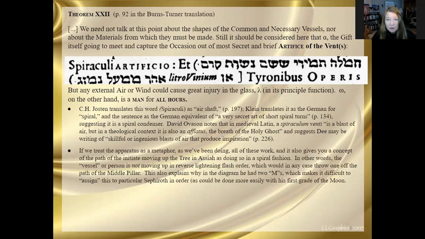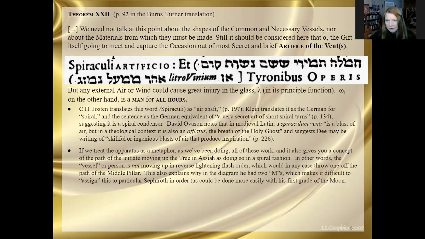Okay, so if we treat the apparatus as a metaphor, which is what we've been doing all along, it also gives you a concept of the path of the initiate moving up the Tree of Life, what we've been talking about, as doing so in a spiral fashion. And that's fascinating. And actually, that's how I would interpret this also. In other words, the vessel or the person is not moving up in reverse lightning flash order, although they are perhaps exposing themselves to emanations of divine light in reverse lightning flash order.